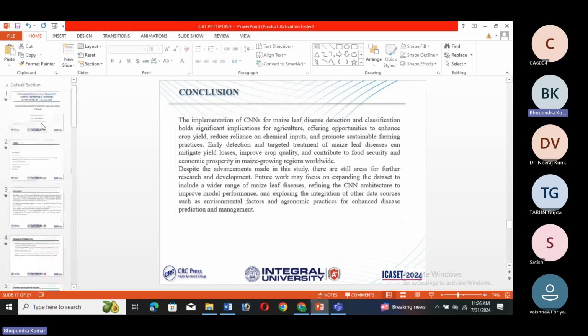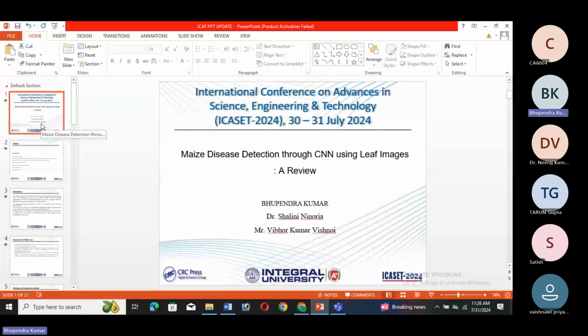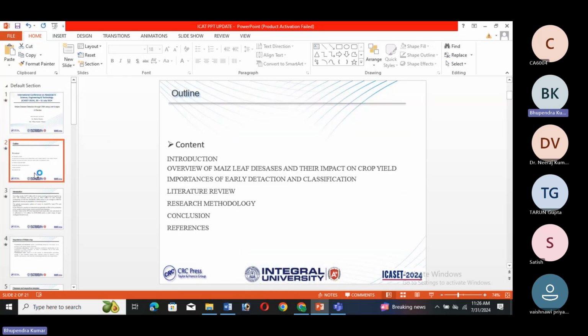Good morning to everyone. My topic is maize disease detection through CNN using leaf images, a review. My name is Bhupendra Kumar, and this is the content: introduction, overview of maize leaf diseases and their impact on crop yield, importance of early detection and classification, literature review, research methodology, conclusion, and references.